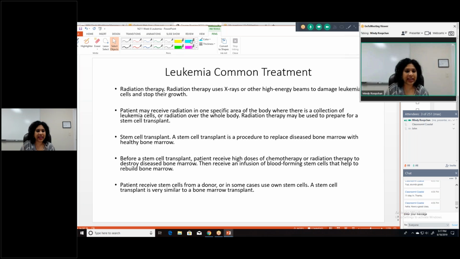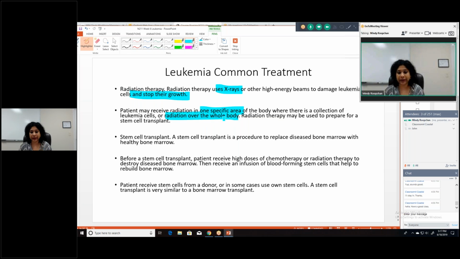So we also have radiation therapy, which is where they use X-rays or high energy beams to damage leukemia cells and stop them from growing. Patients may sometimes receive radiation in one specific area where there's a lot of these leukemia cells, or radiation over the entire body. Radiation therapy is sometimes used to prepare for stem cell transplant. Okay, so you're getting rid of all the bad cells before you actually give them the stem cell.